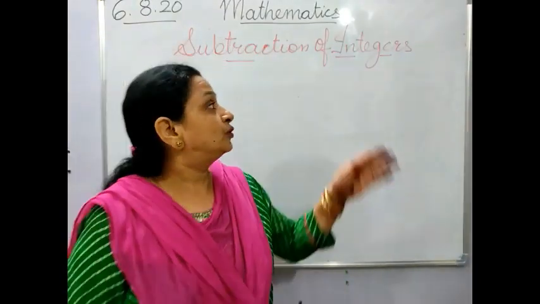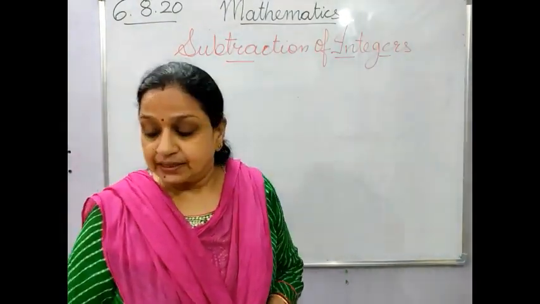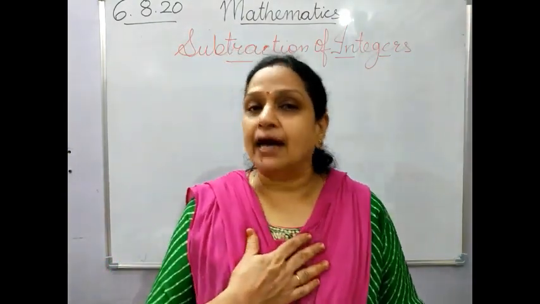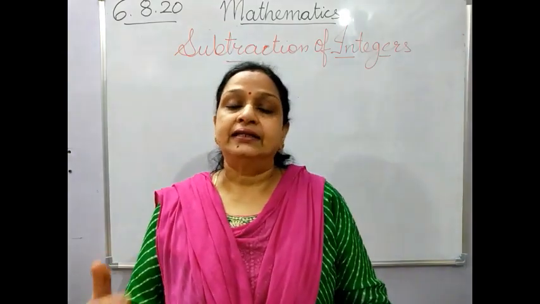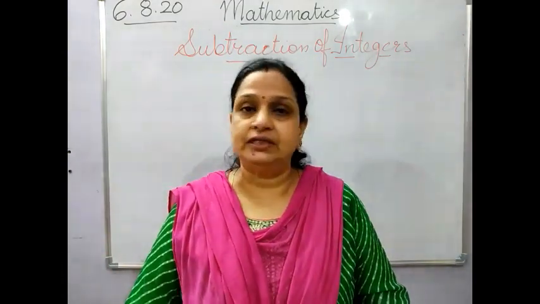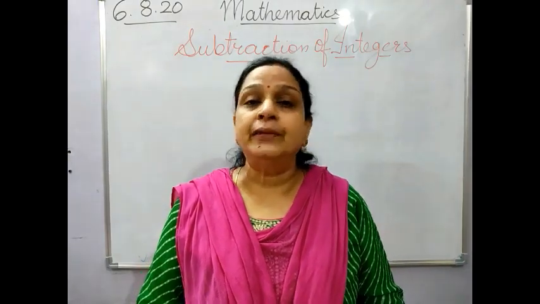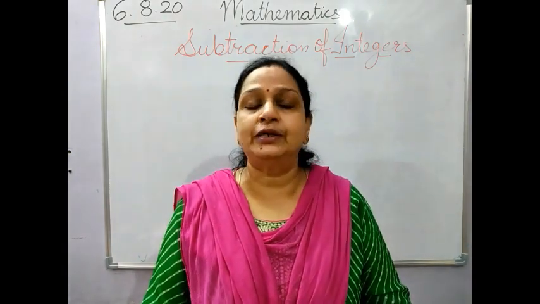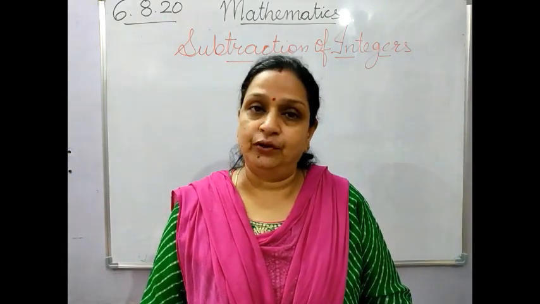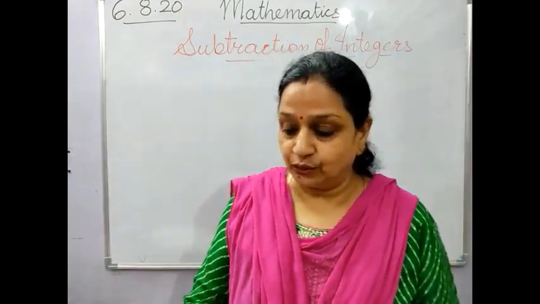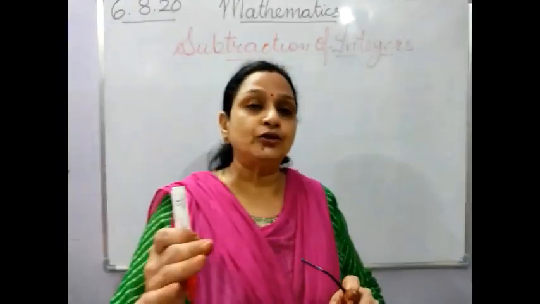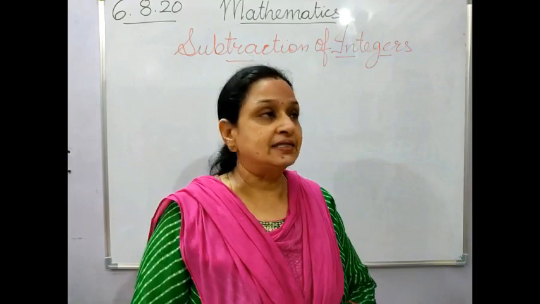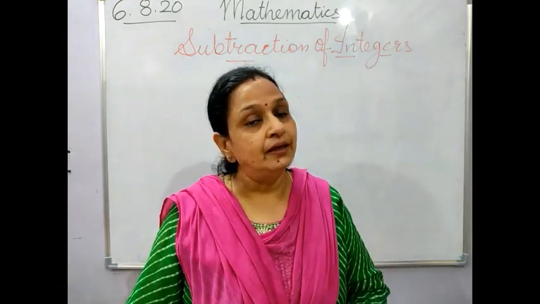So now children, we move on to subtraction of integers. See children, I will be showing two methods for this. One is the simplest and easier method, I feel, and the second one is given in the book. That is also easy, no doubt in that. Whatever method you are comfortable with, whatever method you find easy to do the sums, that method you will follow. I'll show both of them. First I'll show the method which I find simpler, then I will show the one which is given in the book.